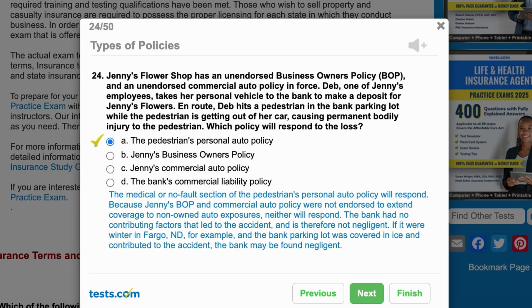A. The pedestrian's personal auto policy. The medical or no-fault section of the pedestrian's personal auto policy will respond. Because Jenny's BOP and commercial auto policy were not endorsed to extend coverage to non-owned auto exposures, neither will respond. The bank had no contributing factors that led to the accident and is therefore not negligent. If it were winter in Fargo, North Dakota, for example, and the bank parking lot was covered in ice and contributed to the accident, the bank may be found negligent.